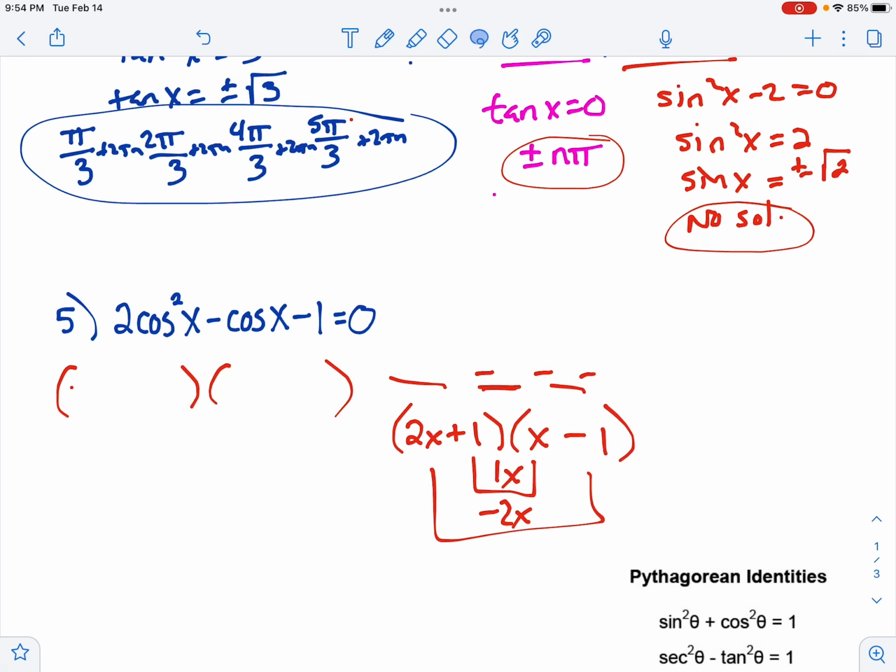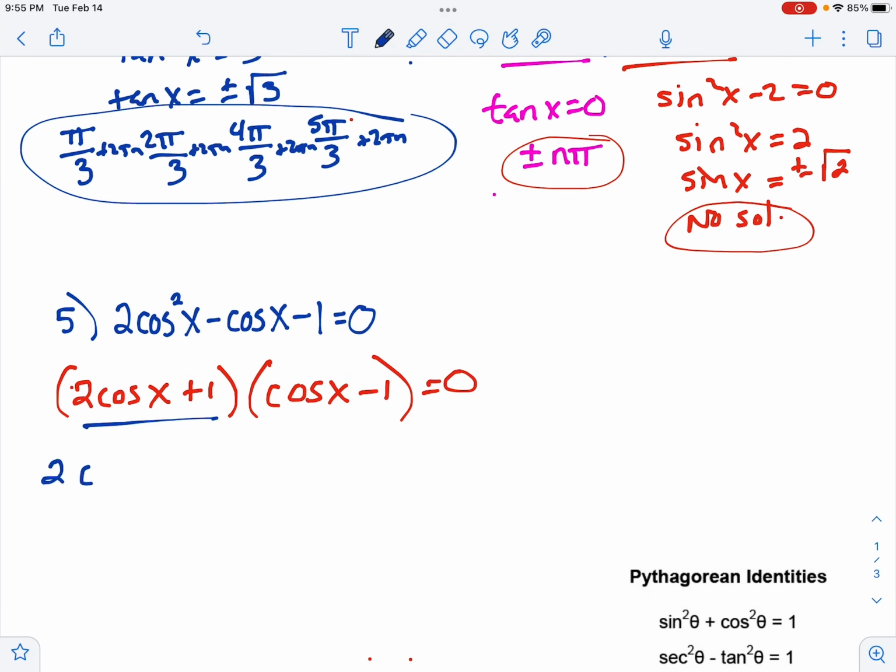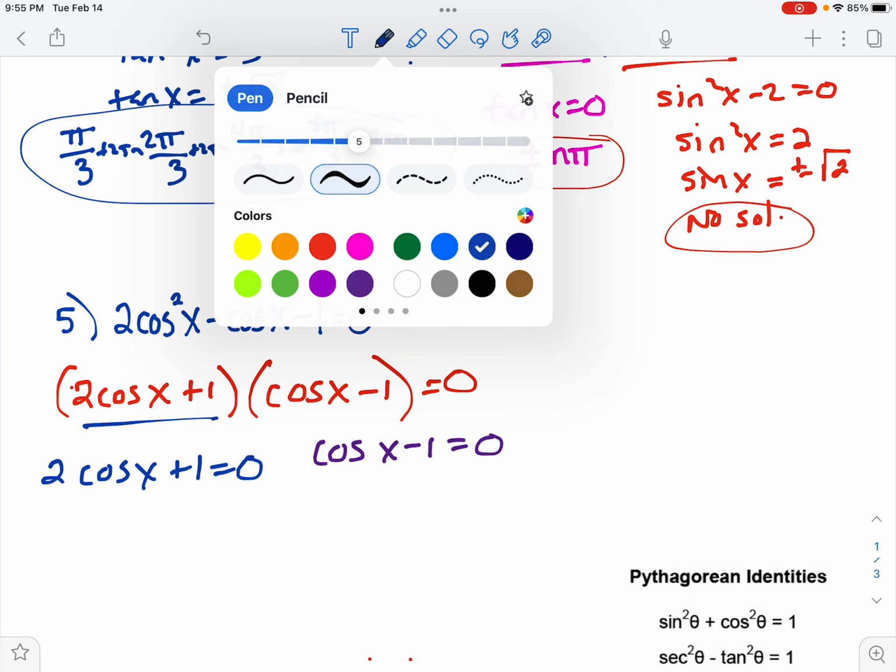We're going to do the exact same thing. We're going to do 2 cosine x plus 1, and then cosine x minus 1. It's factored just like it was before. Now, just like we had been before, we're going to take one parenthesis, set it equal to 0, and solve. And then we're going to take our other parenthesis and set it equal to 0 and solve.